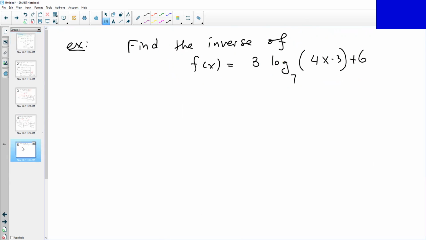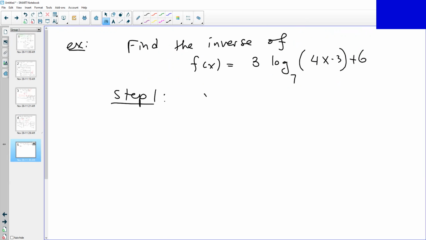So now if I go back to this form, I'm going to have to clean it up a little bit. I'm going to have to first get rid of 6 and then get rid of 3. Then I will convert it, right? But you can go ahead and replace x with y and y with x if you want to. So let's do that first. Step 1.